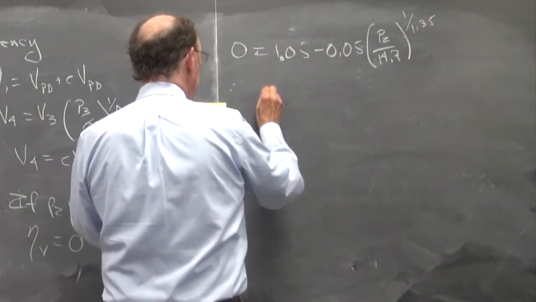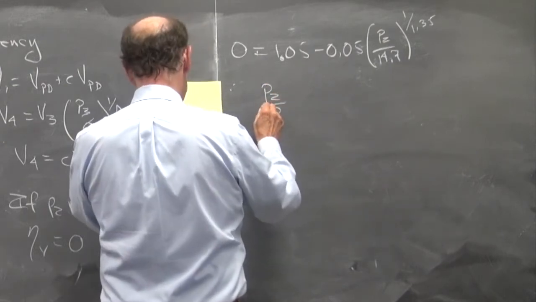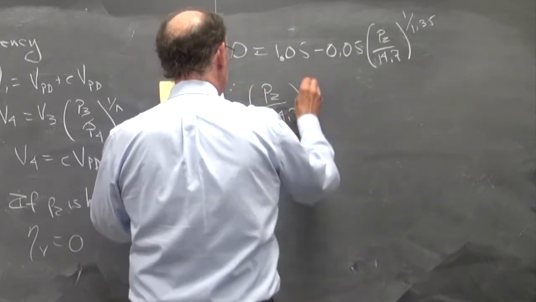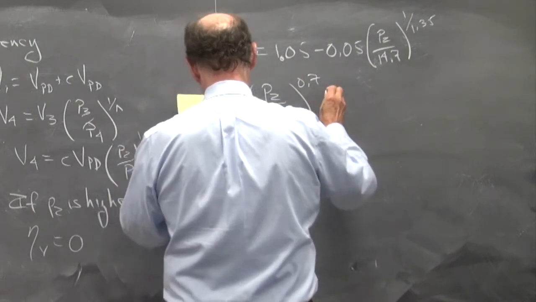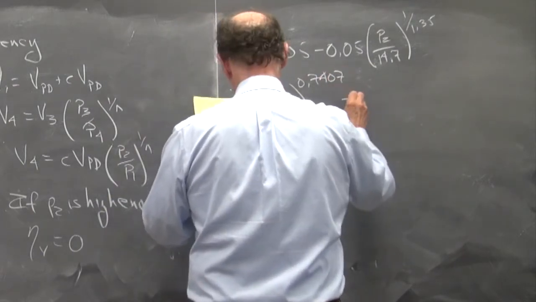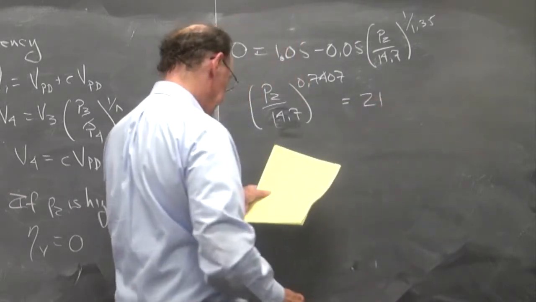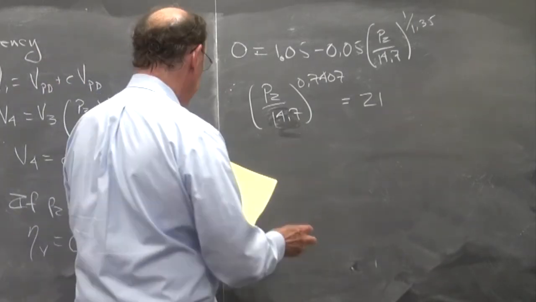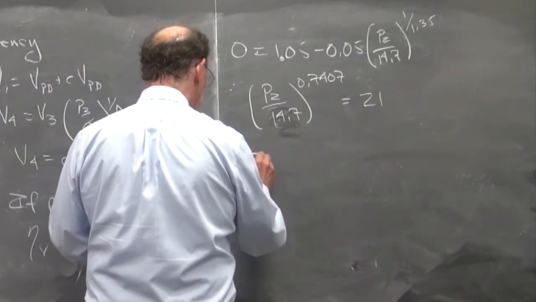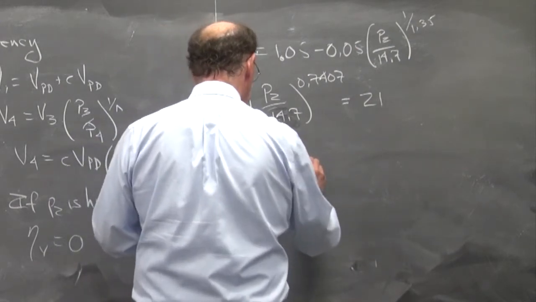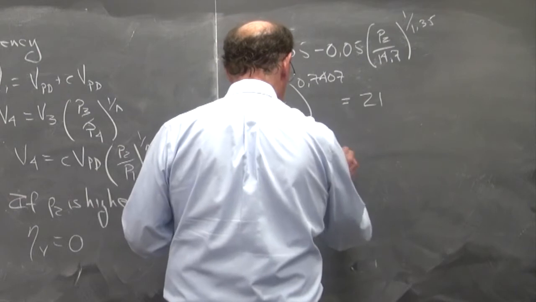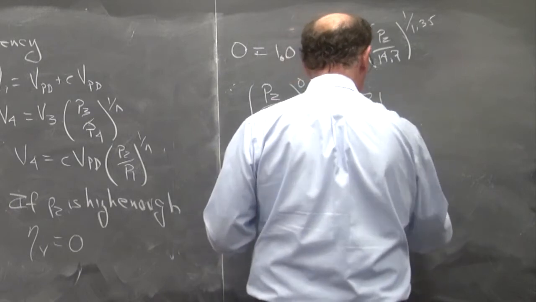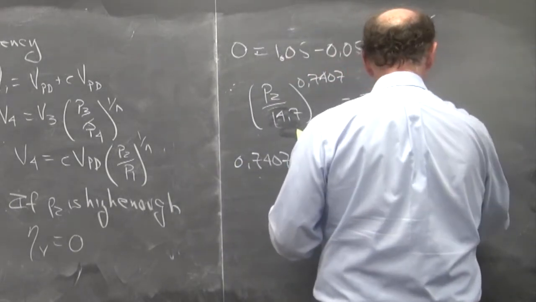And so I have P2 over P1. I'll do all the math steps: P2 over 14.7 to the 0.7407 is equal to 21. And so if I take the log, now I have to take the log of both sides and do all that sort of stuff. So I have 0.7407 times the log of P2 over 14.7 is equal to the log of 21, which is equal to 3.044.